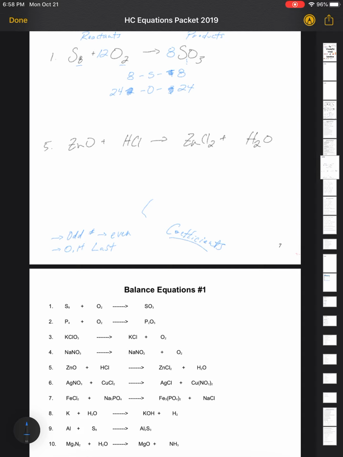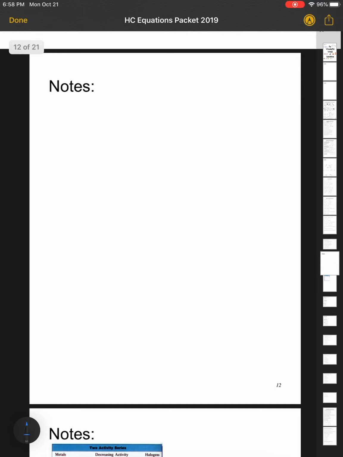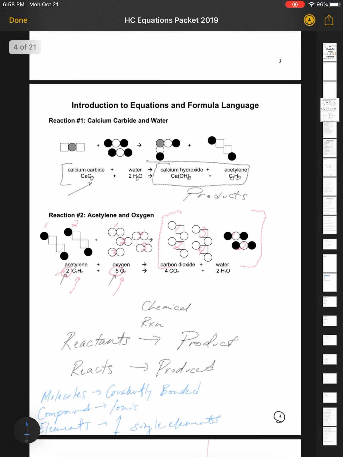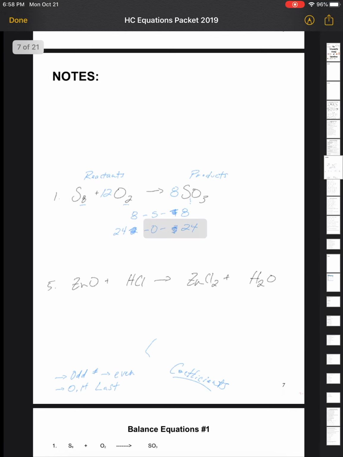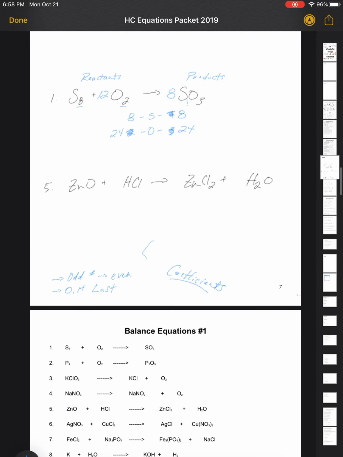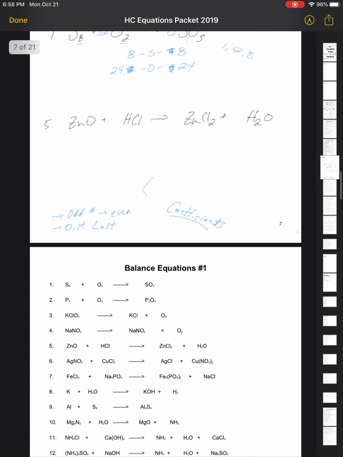So if I were to ask you what are the coefficients for this, if you go through and look at this, our coefficients would be 1, 12, and 8, just as an easy way to communicate that. So we have that. We'll go through one more example, and then you can get some practice in on your own.